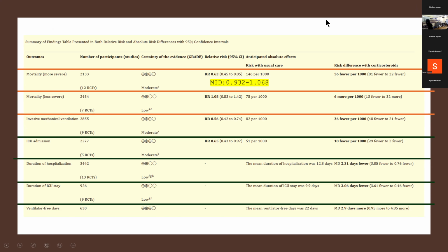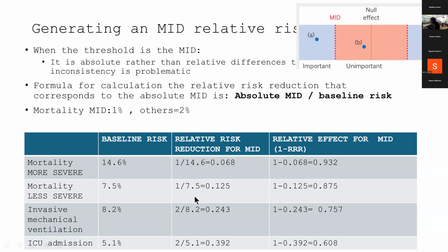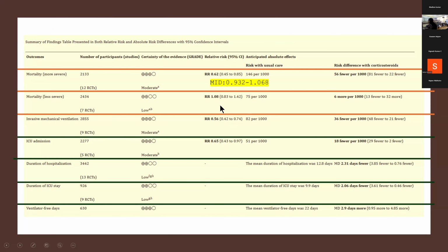For the next one, the less severe pneumonia, this is our target population. What is our baseline risk? 7.5. And 1 divided by 7.5 is 0.125. 1 minus 0.125 is 0.875. So here my MID is 0.875 to 1.125. Like this, you have to actually make an MID for all your outcomes.